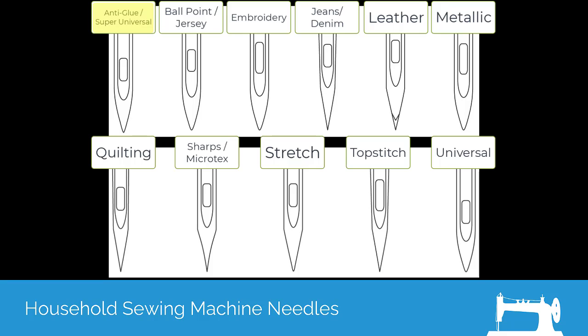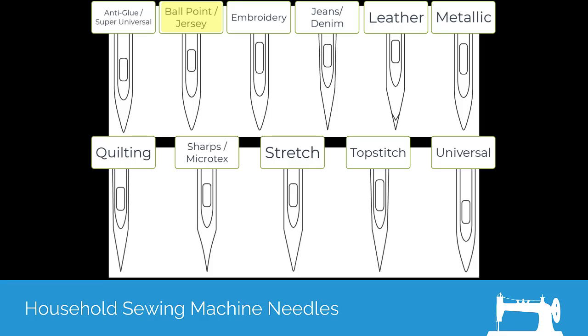So we just talked about the anti-glue. The ballpoint or jersey needle, of course all companies don't name their needles the same thing, but generally speaking they have the same types of needles. So it's really important to just look at the packaging and read it if you're trying to get a specific type of needle. The reason that you want to use a ballpoint or a jersey needle, if you're sewing on knits, whether you're sewing or serging or embroidering, you should be using a jersey or ballpoint needle.